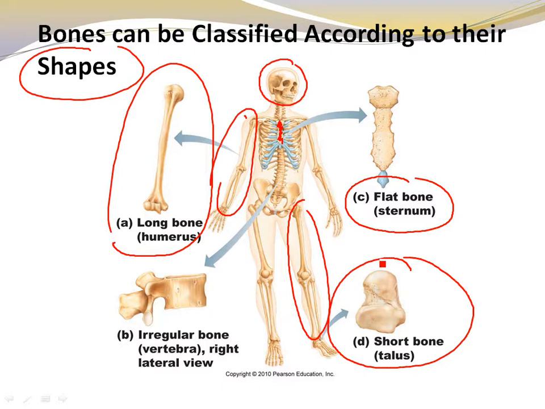A couple of other types, short bones. Guess what? Short bones are short. And you're going to find those in places like your ankles and in your wrists. We've got lots of short bones there.